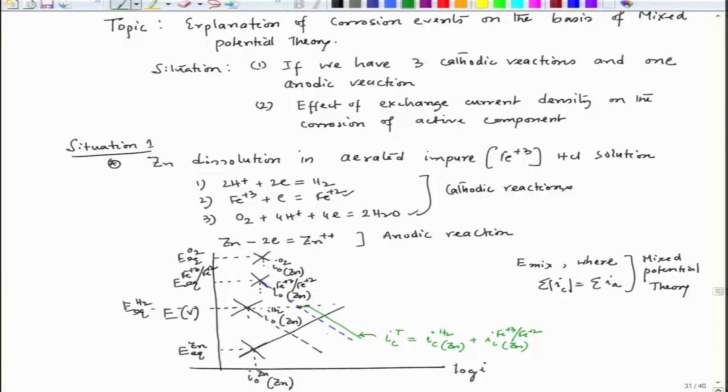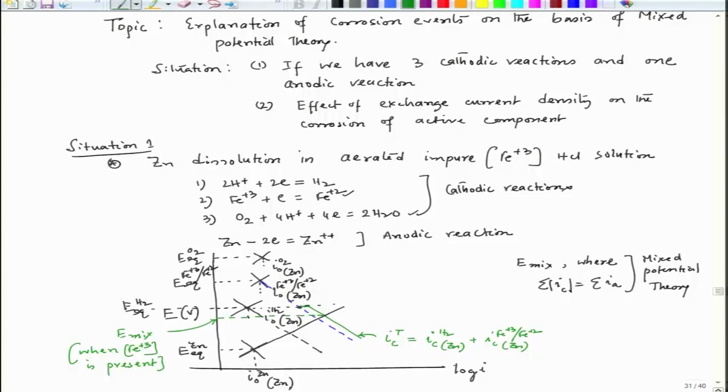So, that means if we have no dissolved oxygen, but only an oxidant, which is a strong oxidant like Fe plus 3, then the mixed potential would be, this one will be the mixed potential when Fe plus 3 is present.